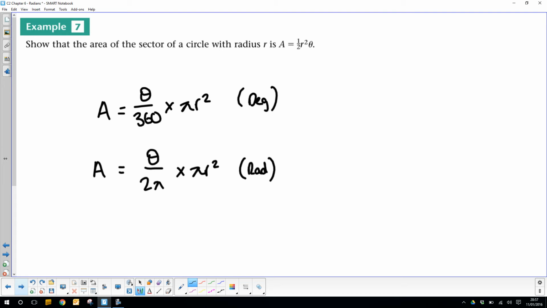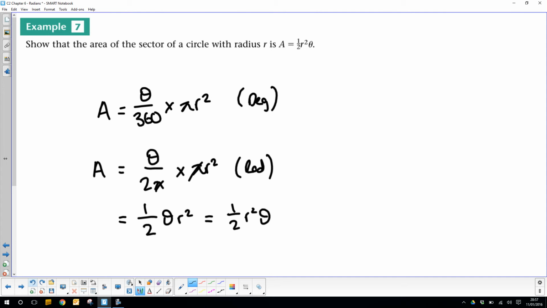Let's go back. Pi r squared, that's in radians. So what have we got? Well, the pi's cancel this time. We write it slightly differently: as a half, which is the 2 on the bottom, times theta times r squared, but we rearrange that to a half r squared theta.